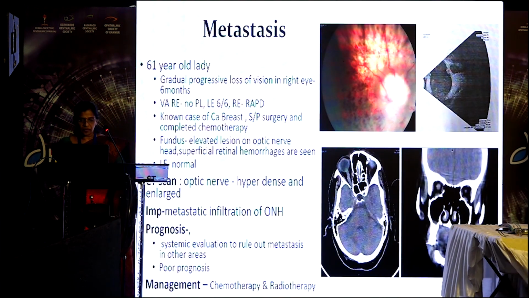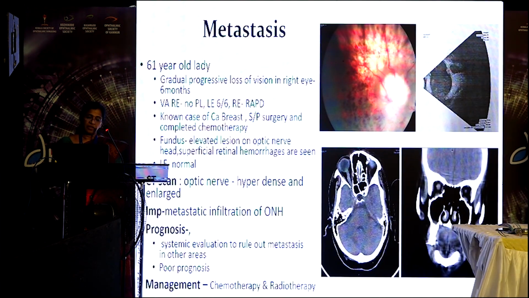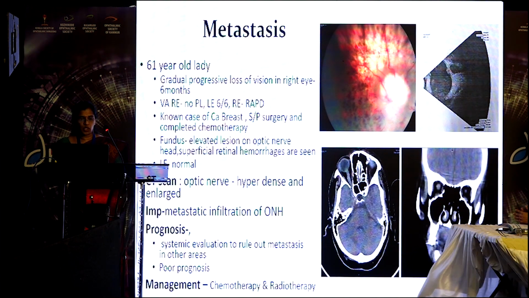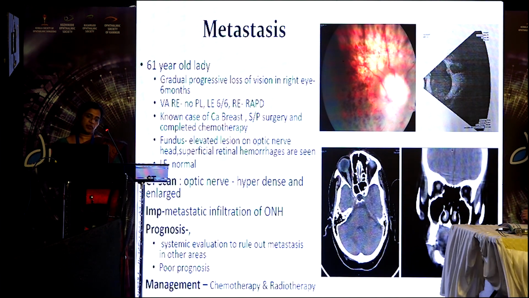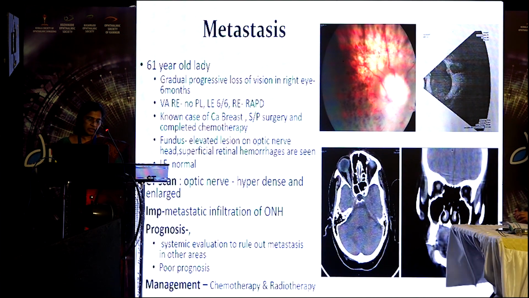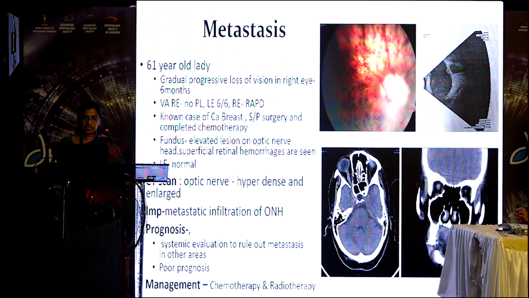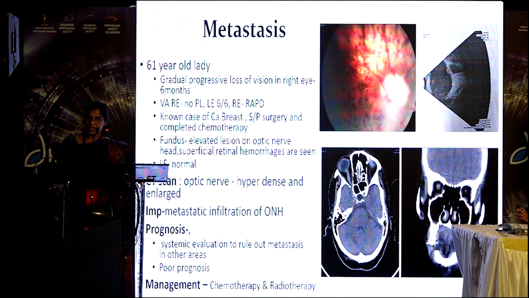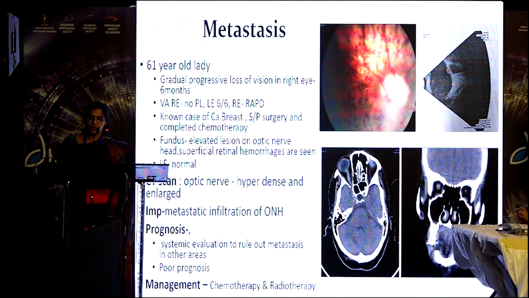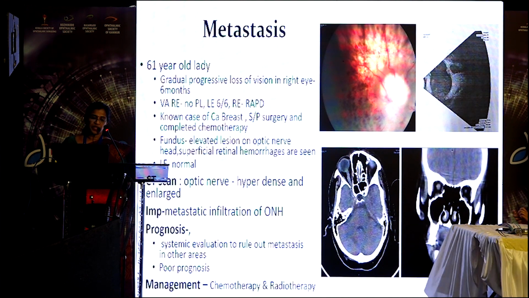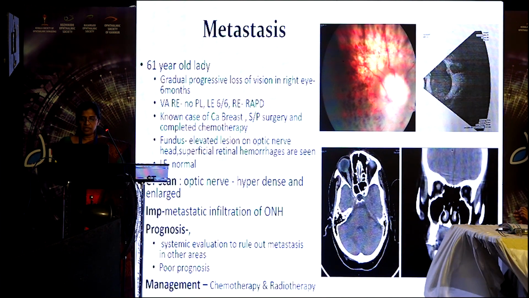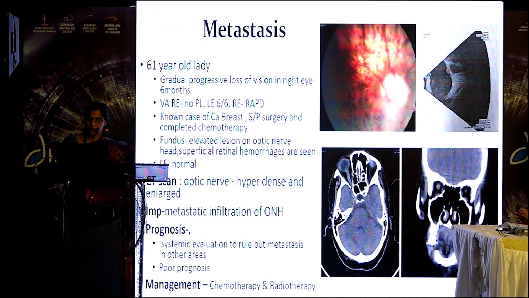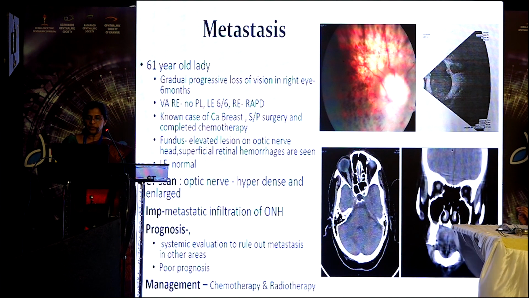And metastasis also can happen in the optic nerve. Here we saw one patient, a 61-year-old lady, a known carcinoma breast patient who completed chemotherapy and presented with loss of vision. When we examined, there was optic disc edema and pallor, and on B-scan we could also see enlargement of the optic nerve head. In the CT scan there is enhancement of the optic nerve, and in the coronal section also we can see enlargement of the optic nerve.